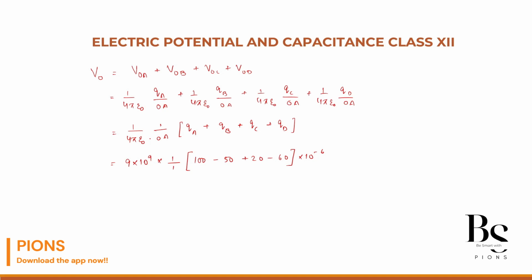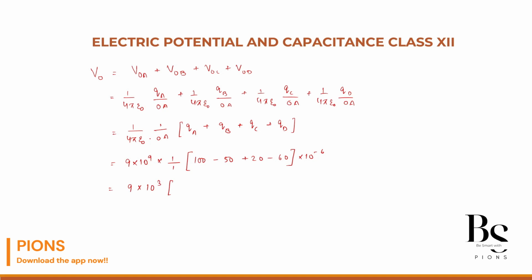Anyways, you will write it as 100 into 10 to the power minus 6, 50 into 10 to the power minus 6, 20 into 10 to the power minus 6, and 60 into 10 to the power minus 6. You can take 10 to the power minus 6 common out. But be very careful, signs for potential and potential energy are very, very important. So let's multiply. 1 by 1 is anyways 1, 10 to the power 9 and that 10 to the power minus 6 outside. That will make it 9 into 10 to the power 3.